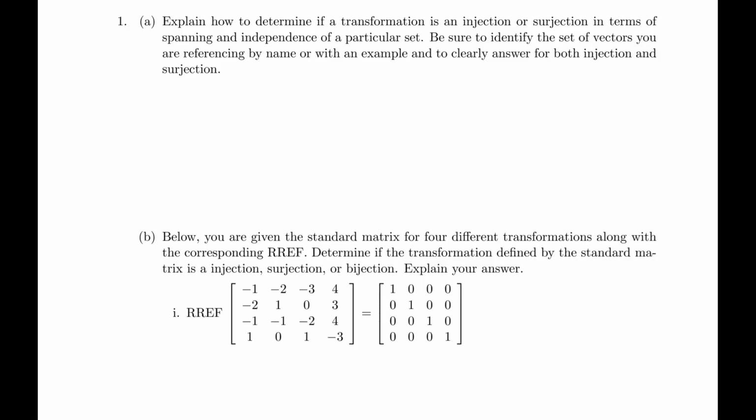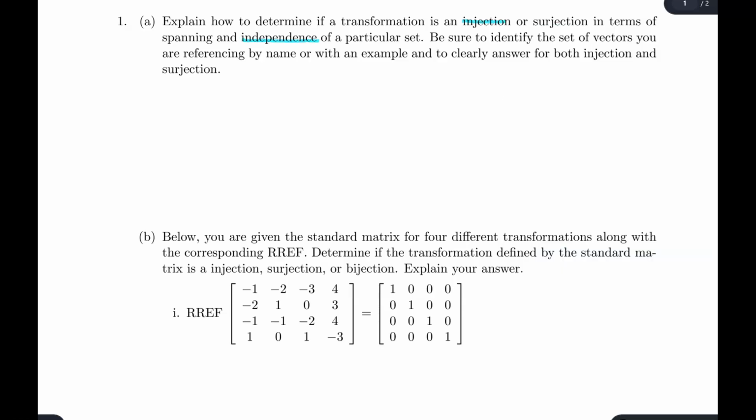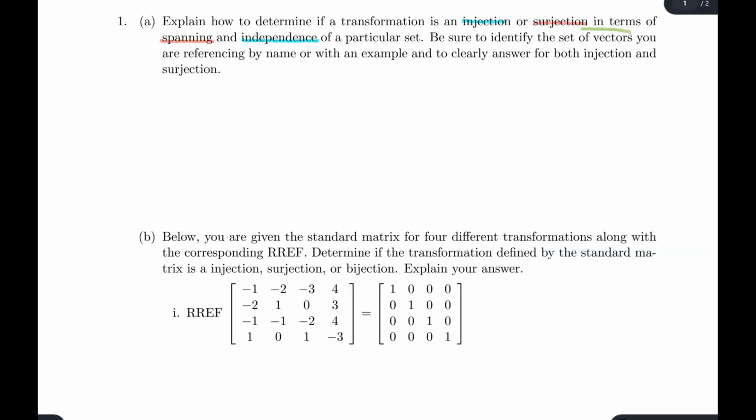For the most part, we did a pretty good job. We really understood that injection was tied to the idea of linear independence, and that surjection, our function being onto, was related to spanning. We just missed out on the vocabulary and very much missed out on this one piece right here of identifying a set of vectors we were referencing by name or with an example.